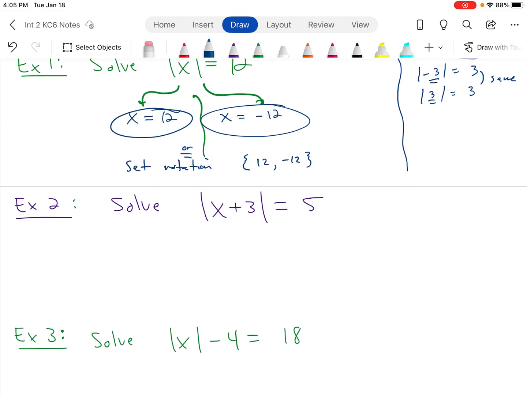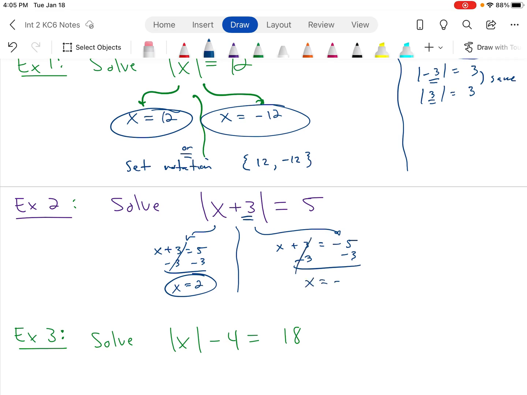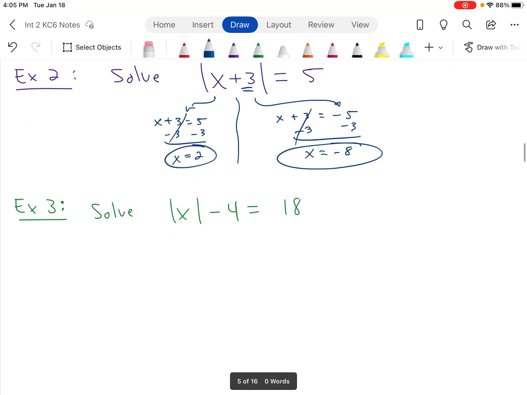All right, number 2. Now, you have positive 3 inside of the absolute value, but that's okay. I'm not going to get rid of that until after I separate it into two different equations. So I have x plus 3 equal to 5 and x plus 3 equal to negative 5. All I'm concerned about before you split it up is what's on the outside. Here I can just solve regularly, and I get x is equal to 2 as one of my solutions. And here I get x is equal to negative 8 as another solution.